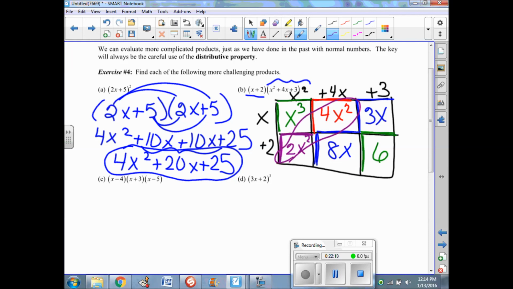X squareds are my like terms. I've got some x's. What's my final answer? In standard form, x cubed plus 6x squared plus 11x plus that little constant on the end. Checking my work because I did it fast. Yes. Winner.